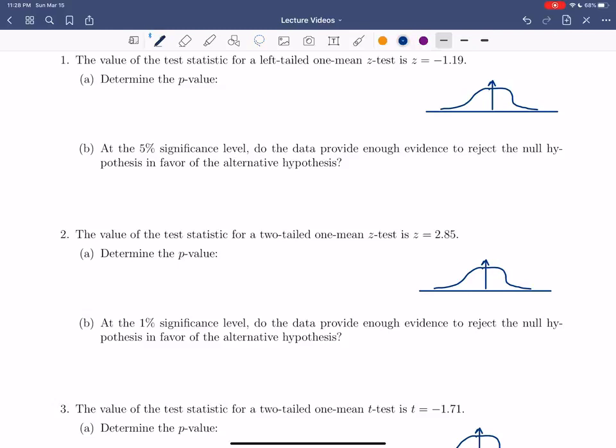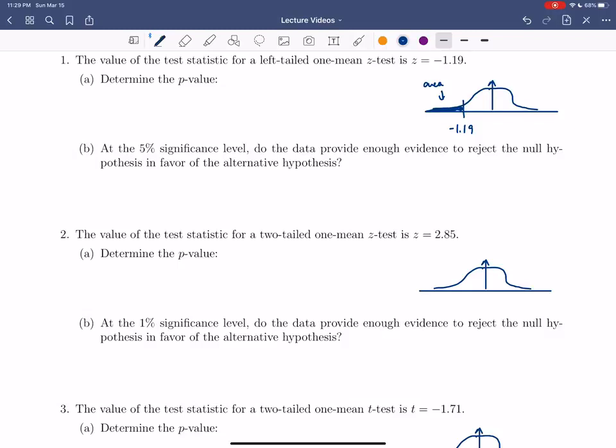So if we're talking about a left-tailed, one mean z-test, and our actual test statistic z is negative 1.19, our p-value is going to be the probability that our data is at least as extreme as this. So we want to calculate the probability that our data is going to be to the extreme of negative 1.19. What that means is we want to get this area. This area is going to be our p-value, whatever that area is.